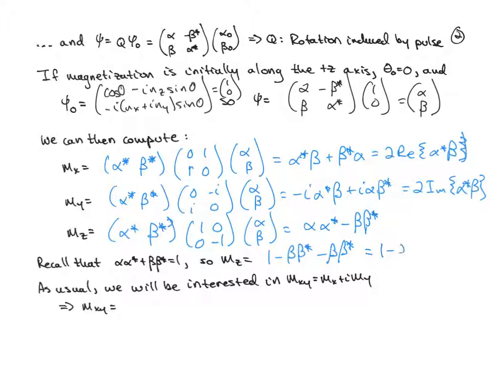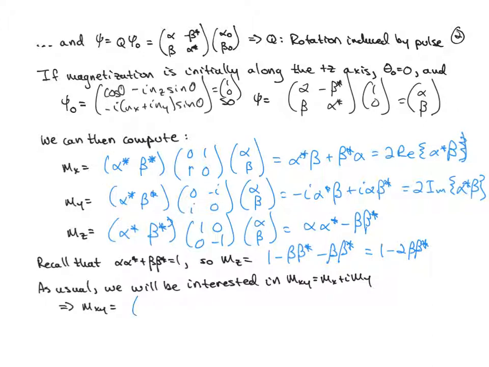And that's equal to 1 minus 2 times beta beta conjugate. So it's a simpler expression that then only involves beta. As usual, we'll be interested in the Mxy components here. That is the complex valued transverse magnetization that our pulse produces when we're thinking about excitation pulses. That's what we'll be interested in.